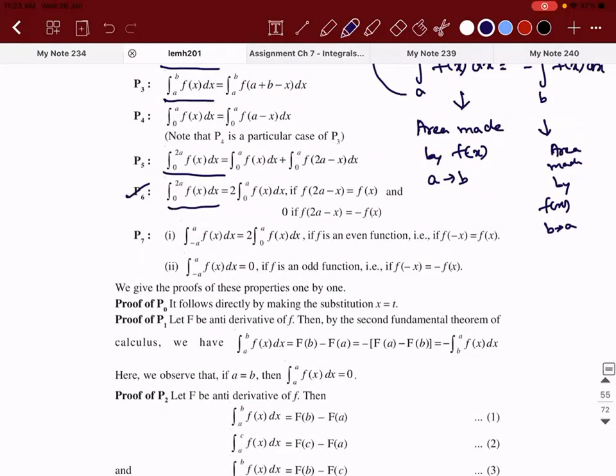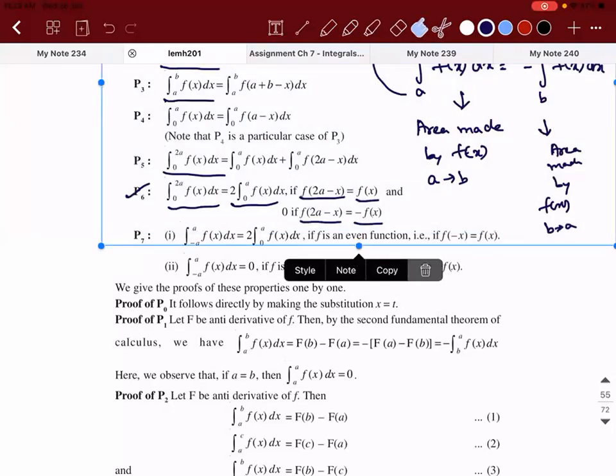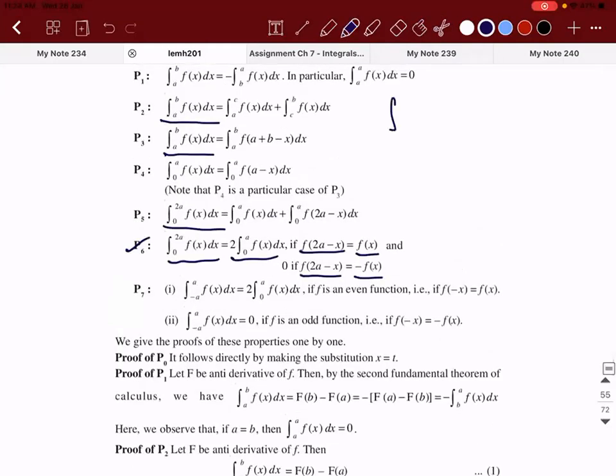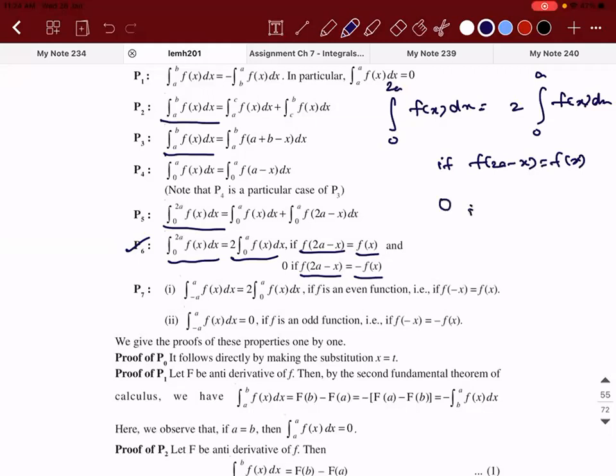The integral of 0 to 2a f of x dx is equal to 2 times integral of 0 to a f of x dx if f of 2a minus x is equal to f of x. Or you can write it as 0 if f of 2a minus x is equal to minus f of x. Okay, so make a note of this point. Integral of 0 to 2a f of x dx will be equal to 2 times integral of 0 to a f of x dx if f of 2a minus x is equal to f of x, and equal to 0 if f of 2a minus x is equal to minus f of x.